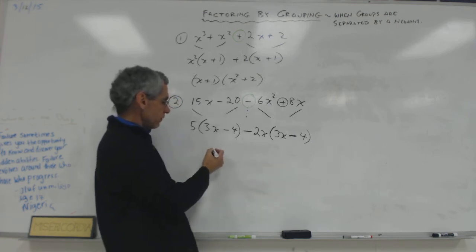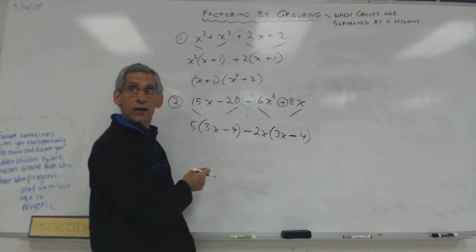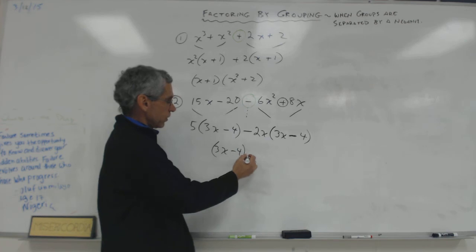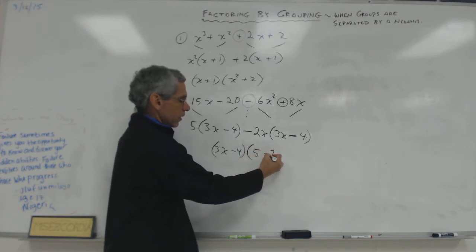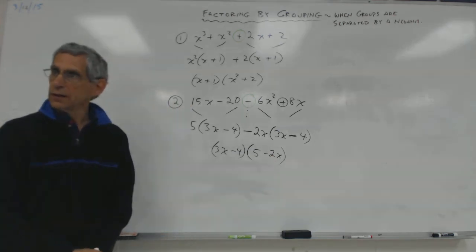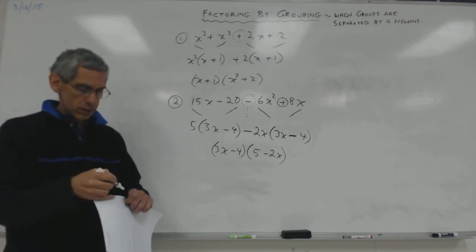So I can go one step further. I have greatest common factors that are now blobs, right? So it's 3x minus 4, 3x minus 4, parenthesis, parenthesis 5 minus 2x, 5 minus 2x. And that's your answer, and you're done. Does that make sense? You see that? Did you understand the point? Okay. Awesome.